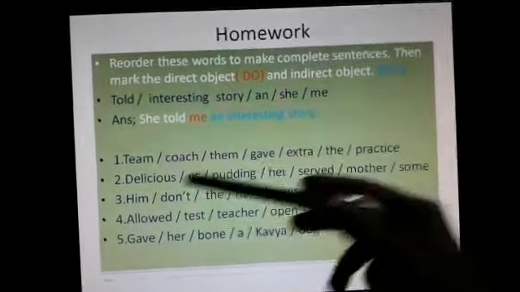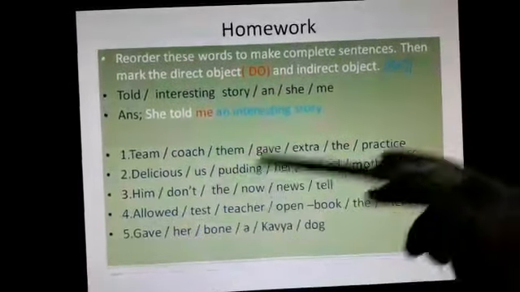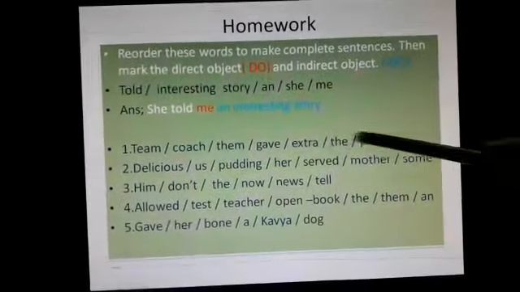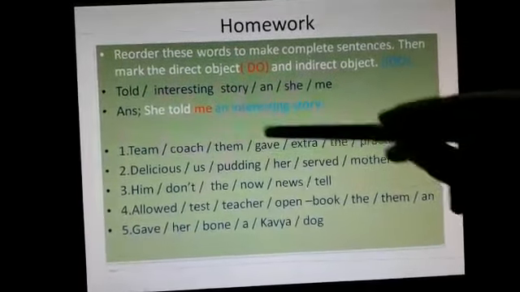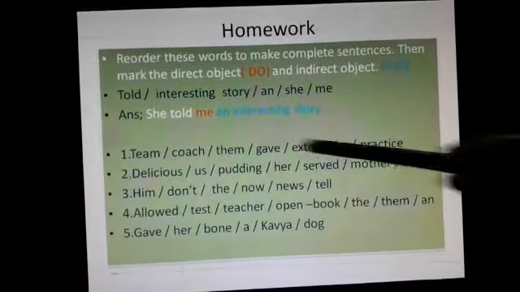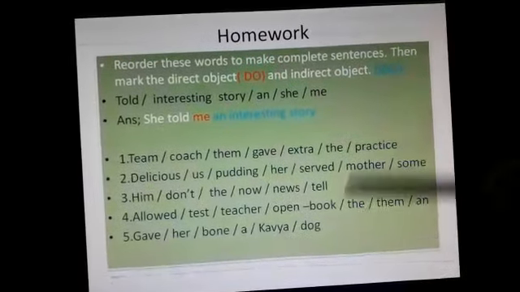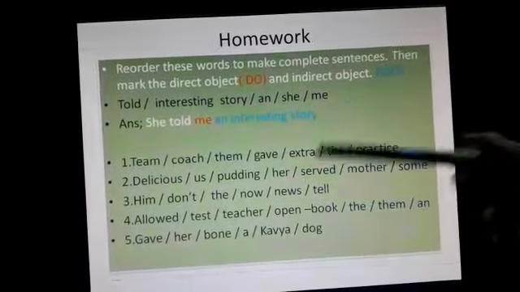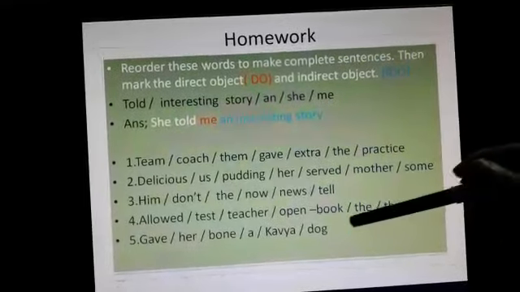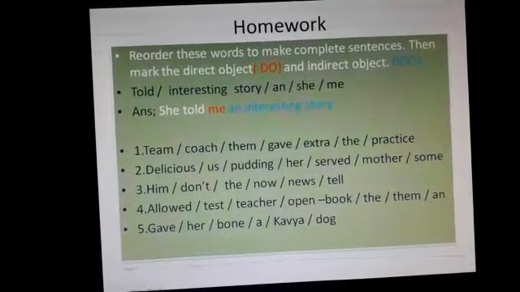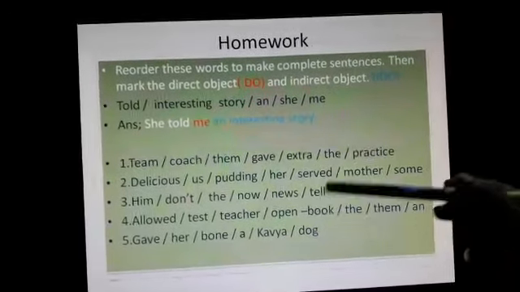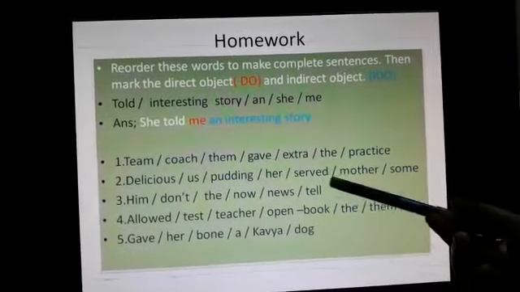So here are some more examples, 1, 2, 3, 4, 5, and these are sentences which are not in proper order. You have to reorder them correctly. First write the sentence correctly and then identify the subject, the verb, the indirect object and the direct object. Kindly write the answers in your notebook and understand properly. You can write some more examples and practice at home.